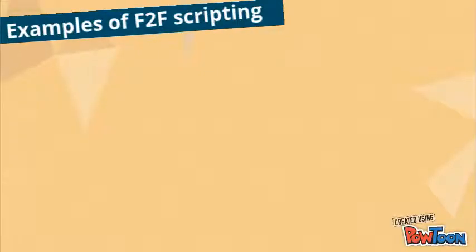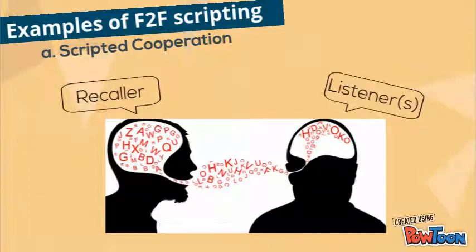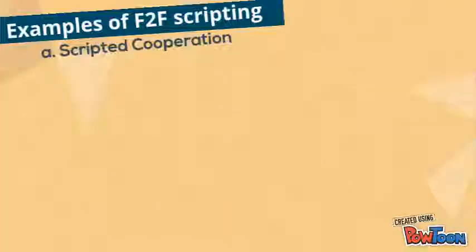Next, I will introduce 4 examples of face-to-face collaborative scripting. First of all, scripted cooperation. In scripted cooperation, learners act as recaller and listeners, work in pairs to summarize, elaborate, give feedback, and sometimes exchange roles for the next portion of content.